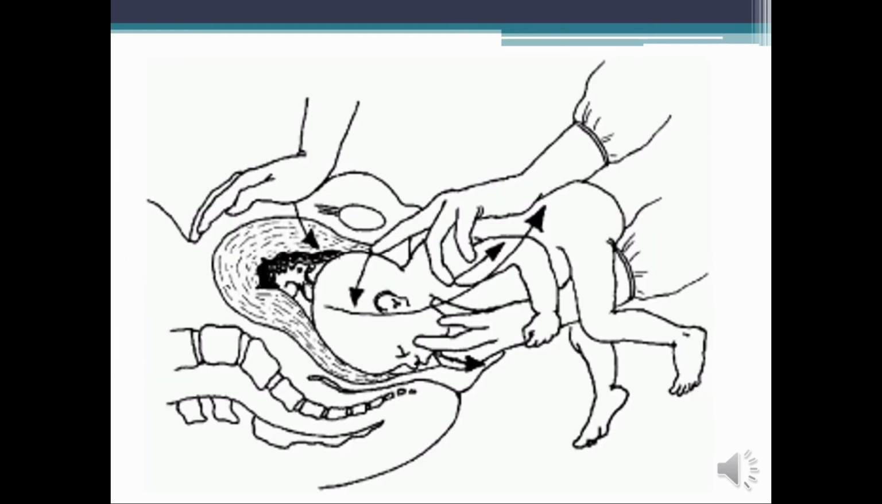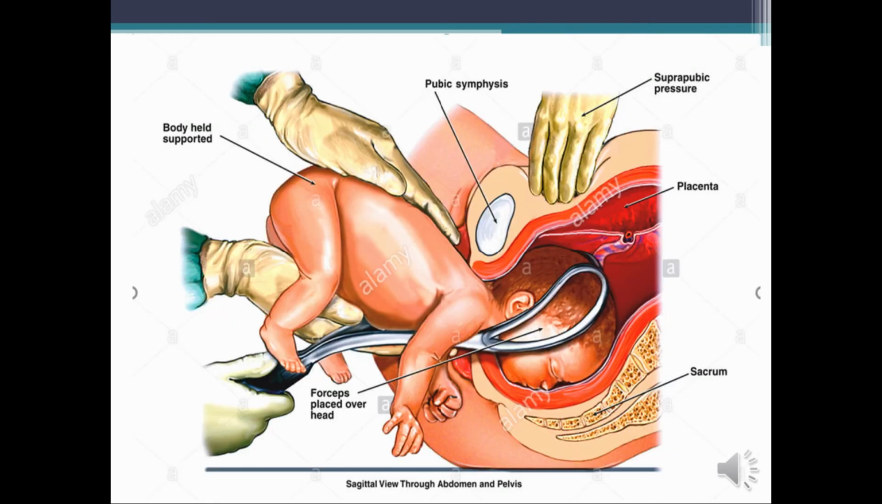As we see here, finger in the mouth, other in the maxilla. Here suprapubic pressure, gentle pressure. The other hand helps to flex the head. Here the forceps for the aftercoming head, placed over the head. Assistant hand to hold the baby's body. Gentle suprapubic pressure.